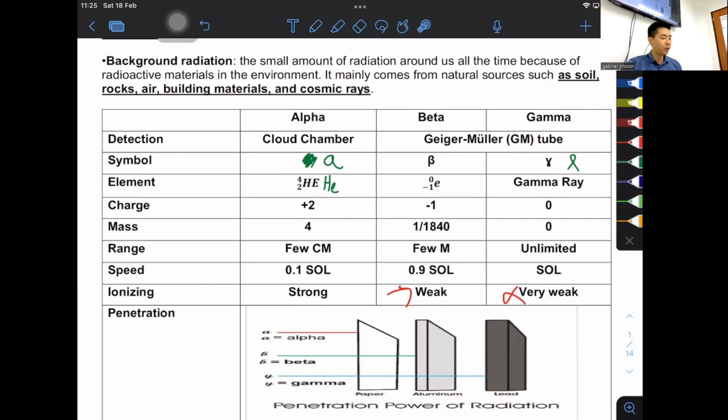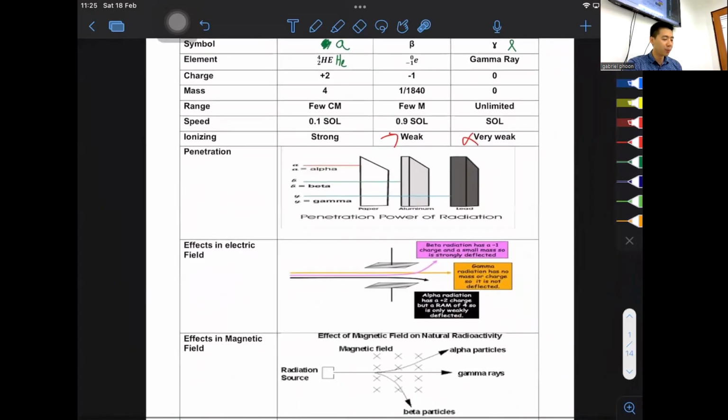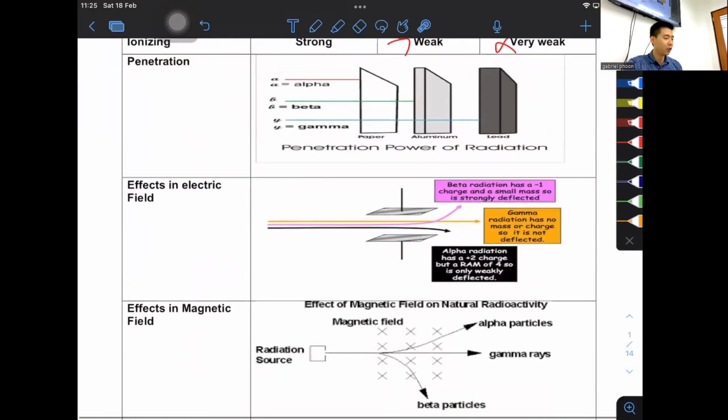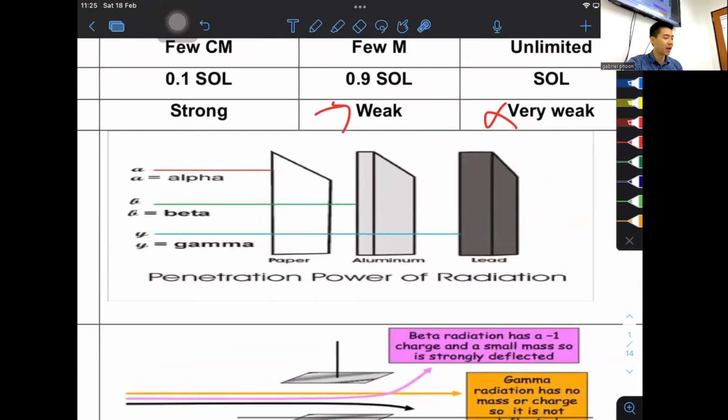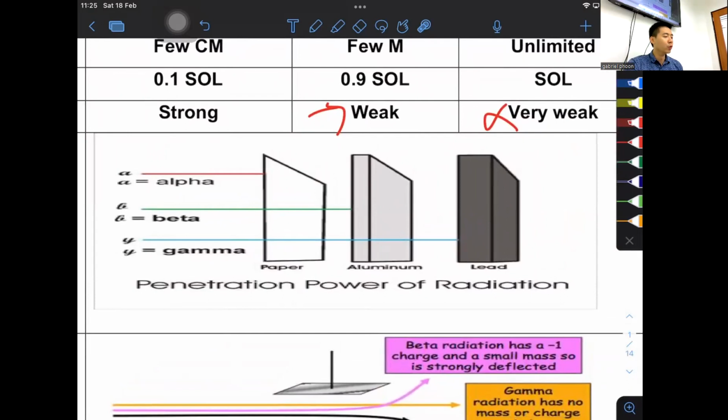Okay, then once you are done with that, there are essentially a few more things you need to know from this chapter only. Number one is the penetration power in terms of alpha, beta, and gamma. If you guys pay attention to this, this is very important. It will definitely come up in your paper too, okay? If you see the word paper, aluminium, or lead, know for a fact that most of the time your question is going to test your understanding of the penetration power of different radiation already.